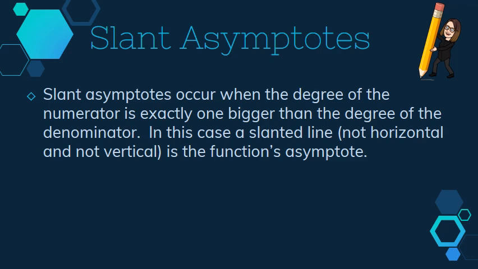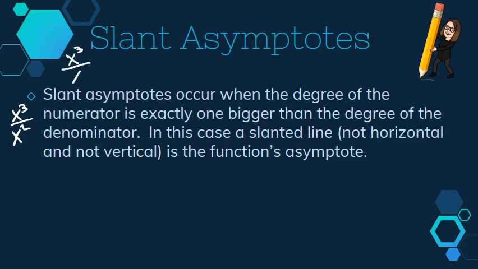We need to remember that slant asymptotes occur when the degree of the numerator is exactly one bigger than the degree of the denominator. When this occurs, we end up with a slanted line that functions as the graph's asymptote. Again, cases like this have to be 1 degree bigger. So if my degree is 3 in the numerator and 2 in the denominator.